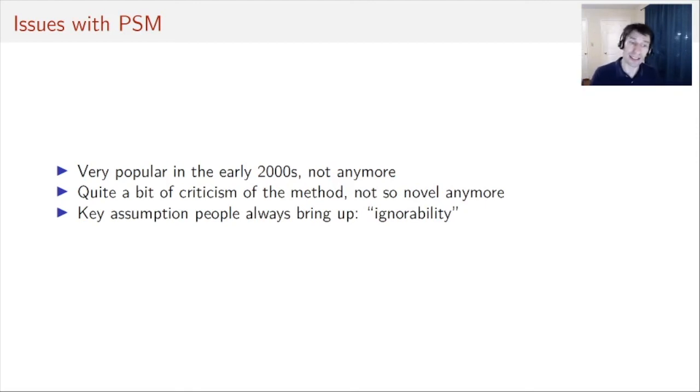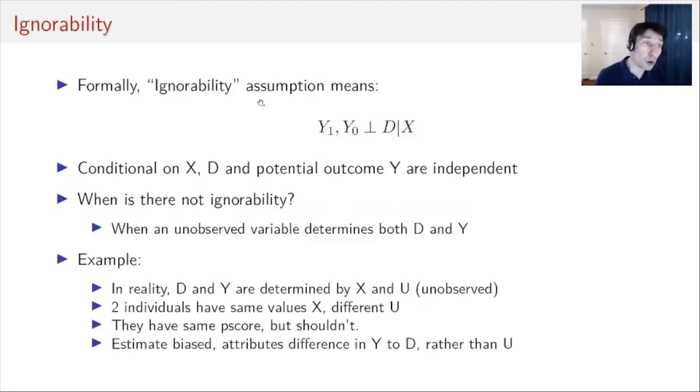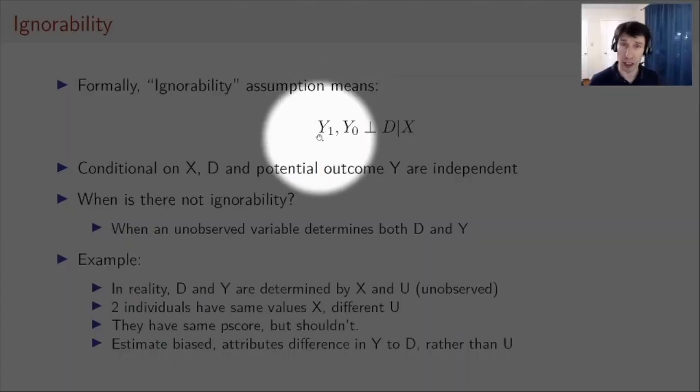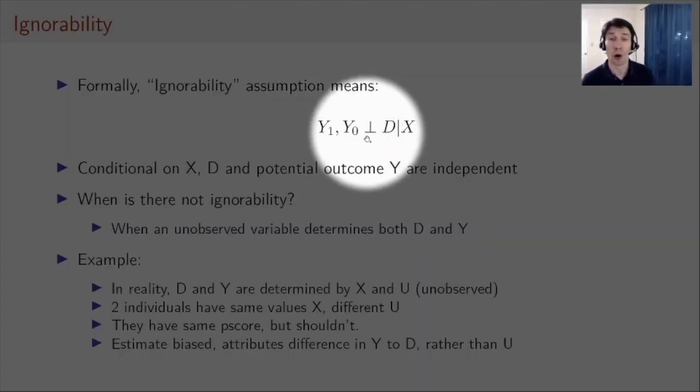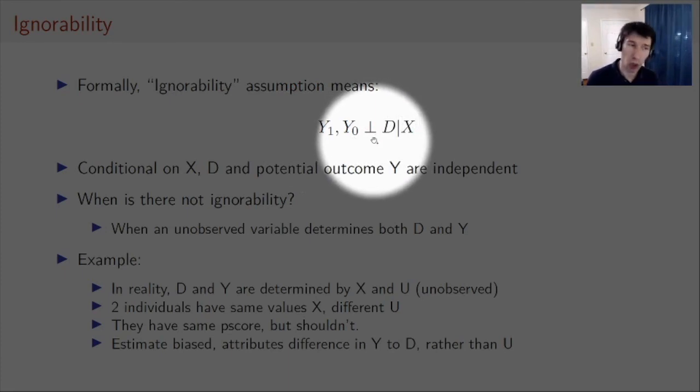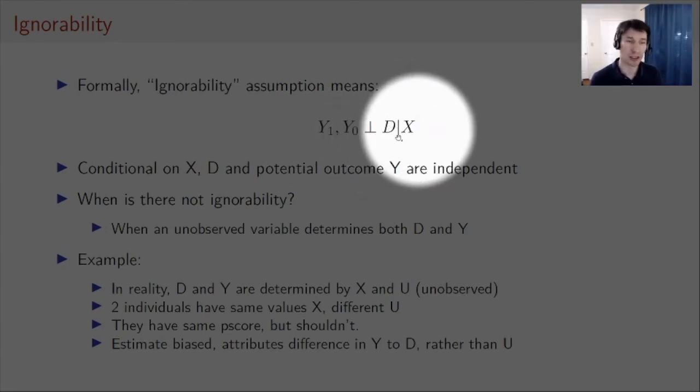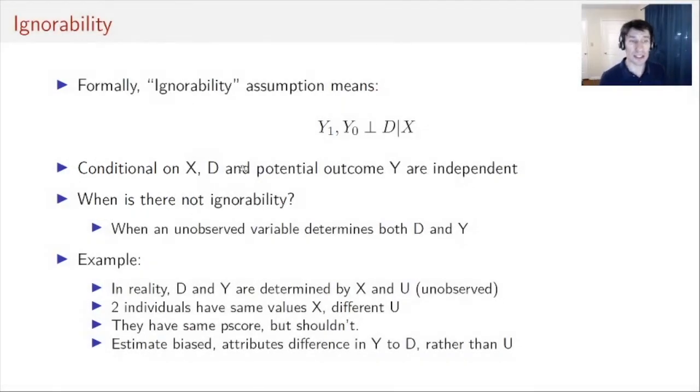And so the key assumption that people always bring up about this econometric fix is the assumption of ignorability. So formally, ignorability means the assumption that the potential Y's, Y having been treated or Y having not been treated, are orthogonal to or independent from D conditional on X. So conditional on X, D and the potential outcomes Y are independent. So when would that break down? When is there not ignorability? Well, when there exists an unobserved variable that determines both D and Y.